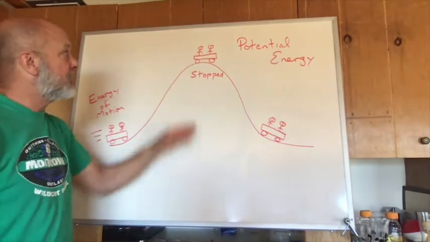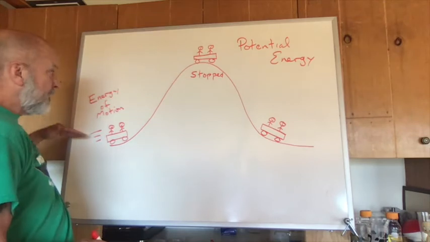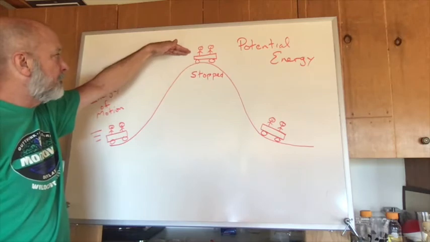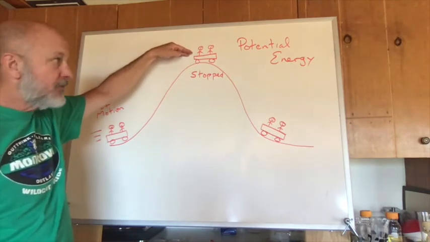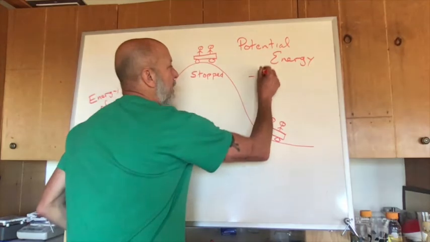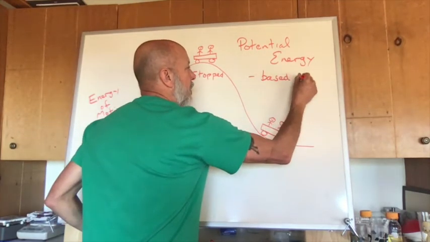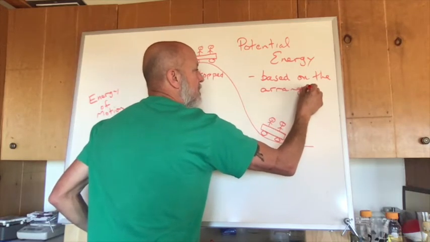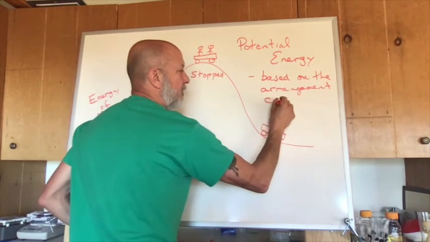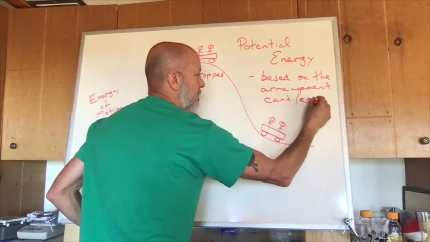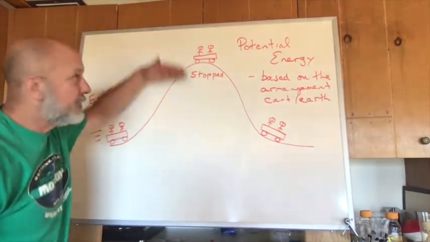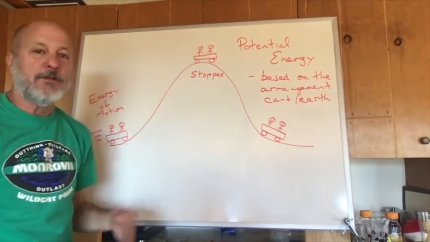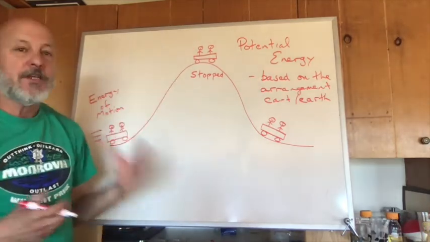So here's the potential energy that this cart has gained. All of that energy of motion, if we ignore friction and things like that, has been converted into potential. And potential is based on the arrangement, cart and earth. The more that the cart is removed from the earth, the higher the potential. So it's based on that arrangement, nothing about its motion now. It's just potential, it's stored there.